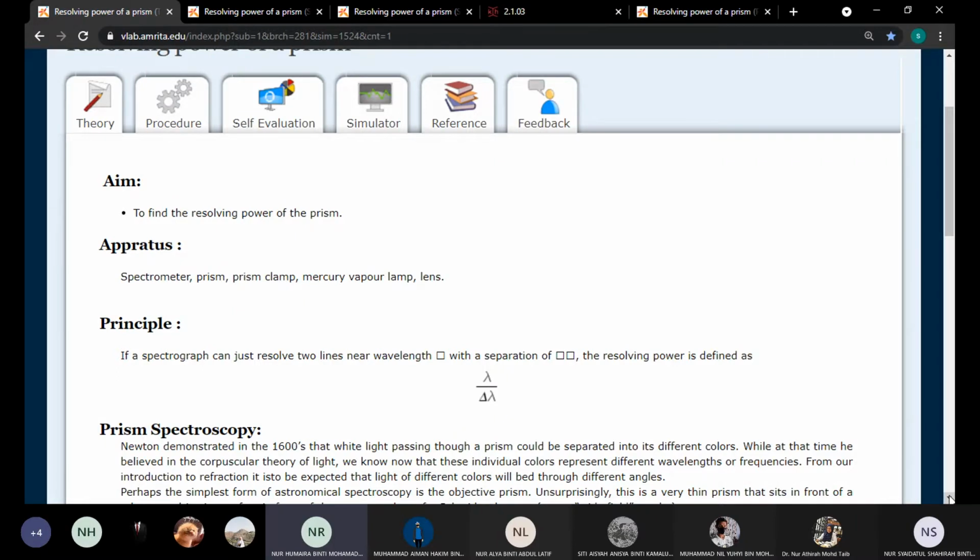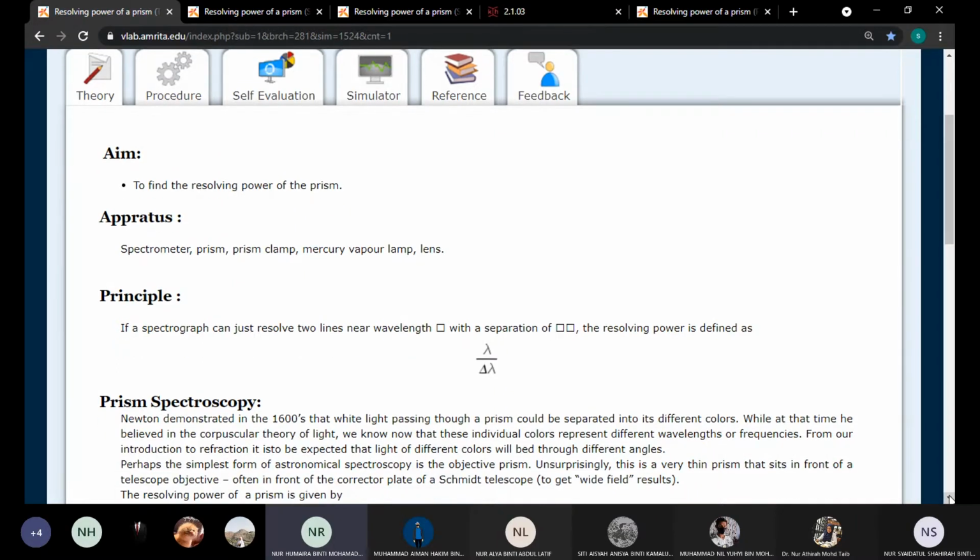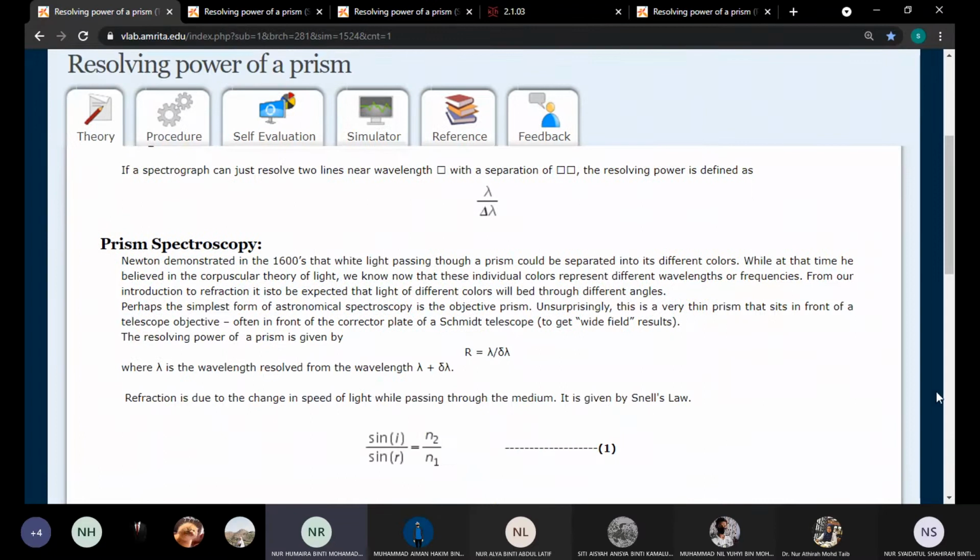Then prism spectroscopy. Newton demonstrated in the 1600s that white light passing through a prism could be separated into its different colors, while at that time he believed in the corpuscular theory of light. We know that these individual colors represent different wavelengths or frequencies. From our introduction to refraction, it is to be expected that light of different colors will bend through different angles.